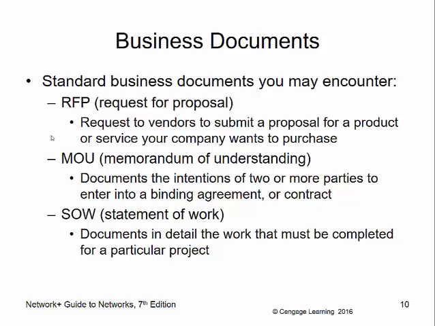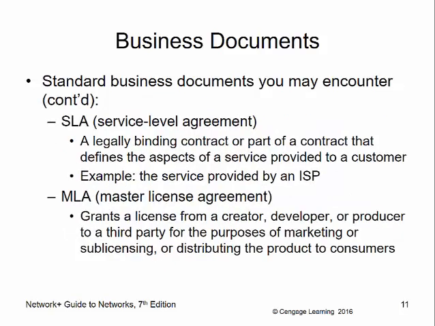You might see statements of work. This is just an agreement that says, hey, here's exactly what we're going to do for a particular project. If I'm entering into a long-term relationship with a vendor, we're going to have a service level agreement. Now, again, here's another type of contract. Most of these are just different kinds of contracts that define the boundaries of what you're doing.